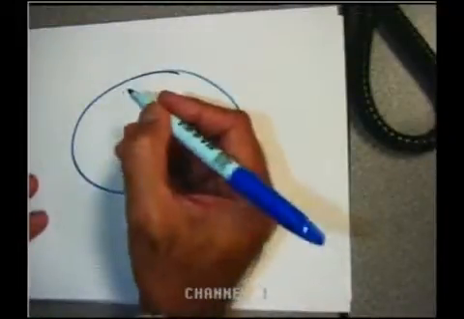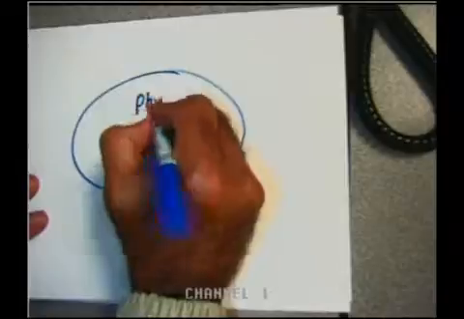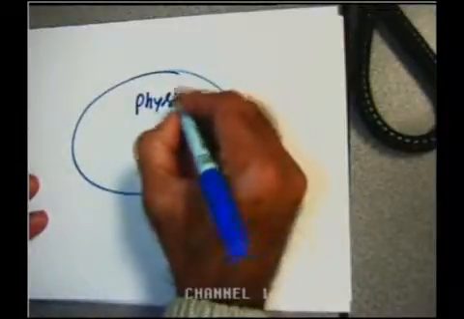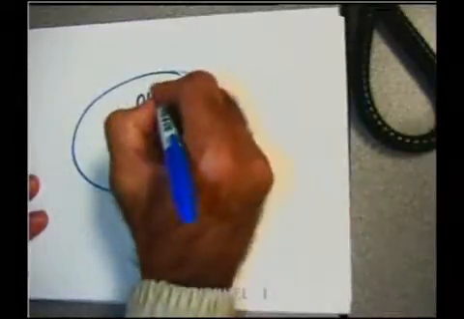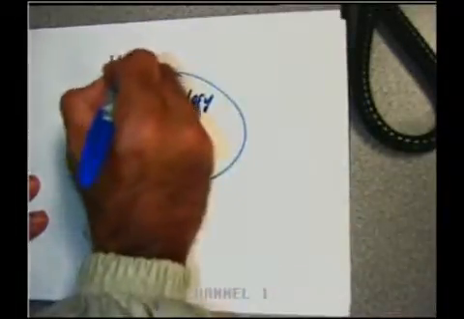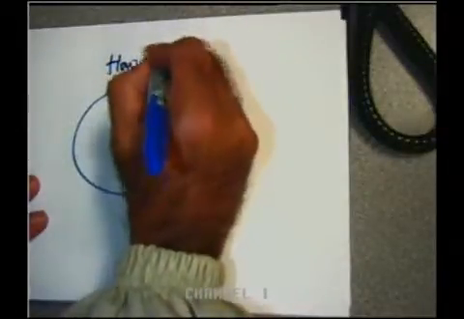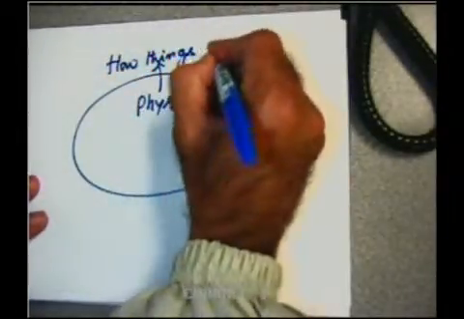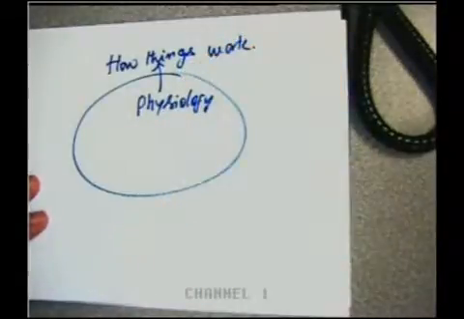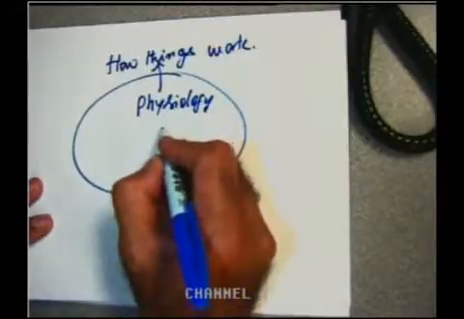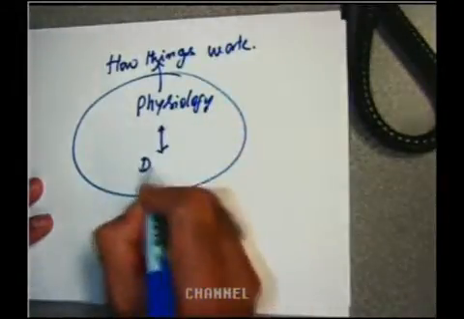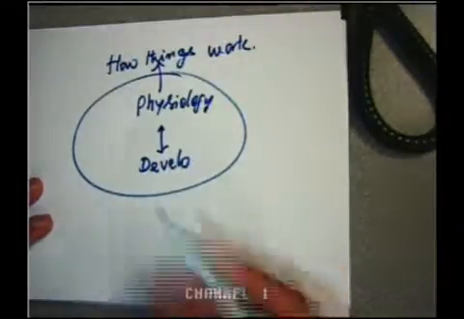Okay, I put it like organisms. Now that's what we call physiology. What is physiology? We are giving the definition. Mainly, physiology means how things, as living things, work. And a part of physiology is also the development of an organism.